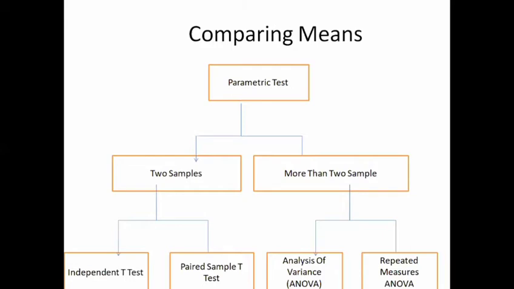So in the previous lecture we discussed what is a parametric test and what is a non-parametric test. For a parametric test, data should be taken on a metric scale, it should be normal, and there should be homogeneity of variance. Once these three assumptions are met, we go for a parametric test. In this parametric test, we were discussing testing for comparing means, right? In the previous lecture, we discussed comparing means of two samples, where we discussed the independent t-test and paired sample t-test.